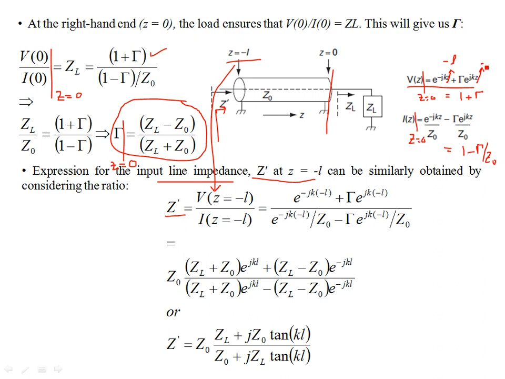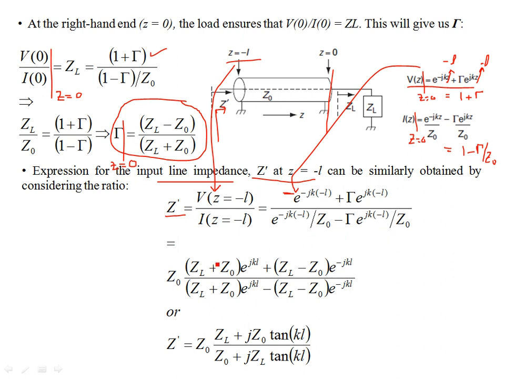You can see this expression here. So this is e^(jk(-L)) plus gamma e^(-jk(-L)). Similarly for I(z), you see there's a minus sign over here because we are considering the reverse direction of the wave traveling, the current wave traveling.